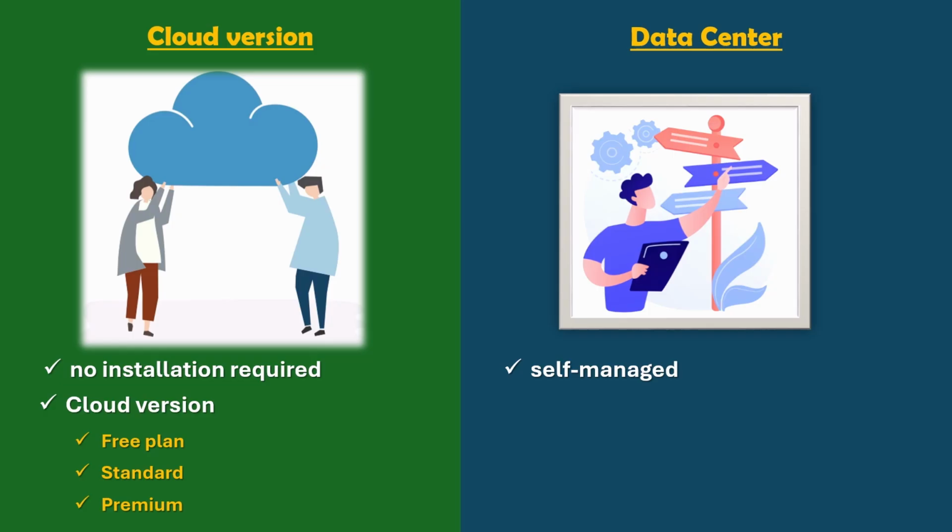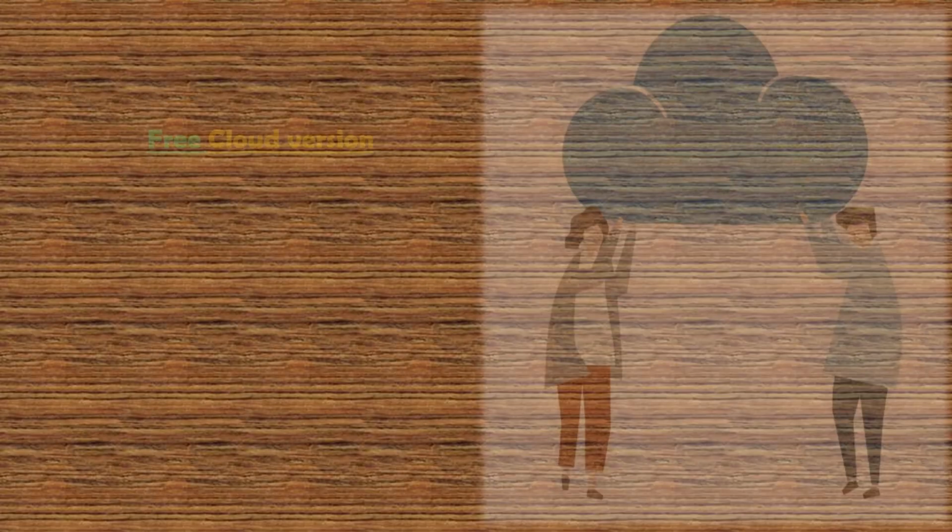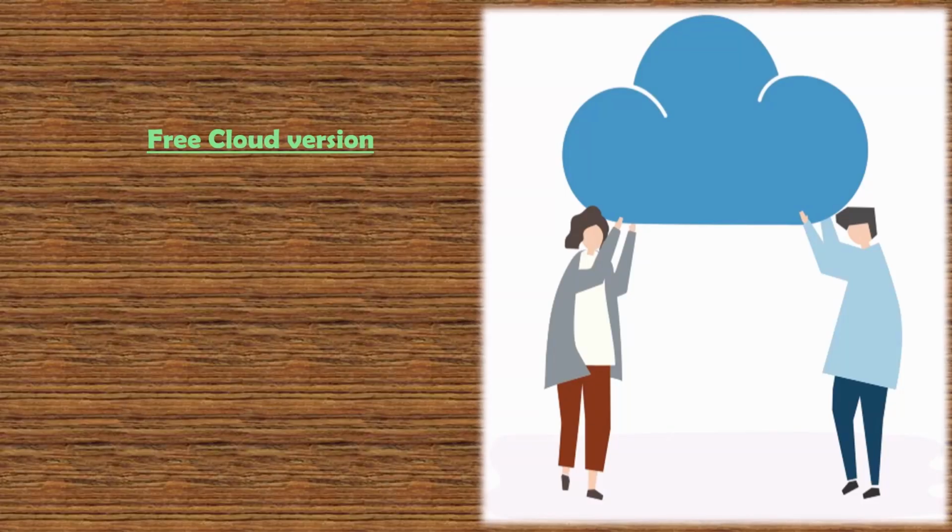On the other hand, the data center version is installed and managed by organizations on their own servers, and this is typically used by large enterprises that require full control over the infrastructure. Now, within the cloud version, there are different plans, including free plan, standard plan, premium plan. For this course or tutorial, we will be using the cloud free version.